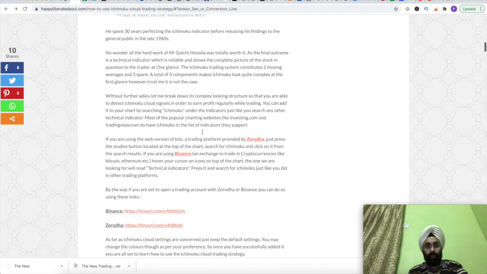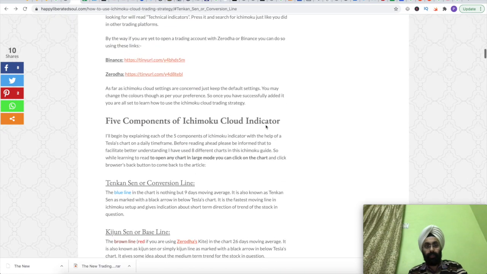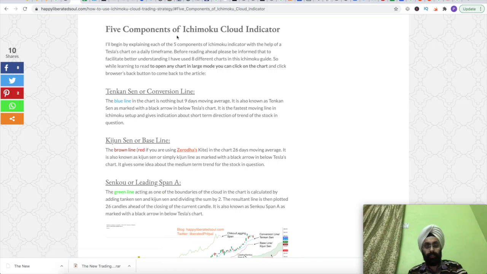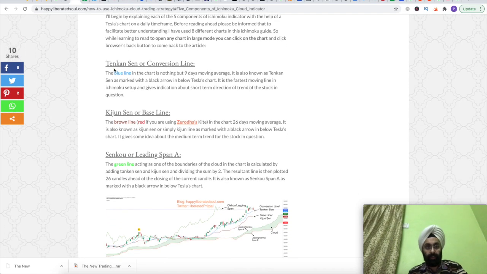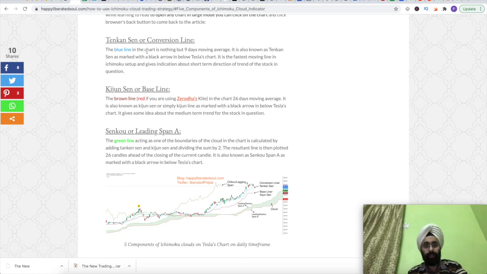Right now I have opened my article, and in the first section of the article you can click here to read section-wise. Here, 5 components of the Ichimoku Cloud indicator. The first component is Tenkan-sen, or the conversion line. Tenkan-sen is the Japanese term and conversion line is the typical English term. It is the blue line in the chart. It is nothing but a 9-day moving average.